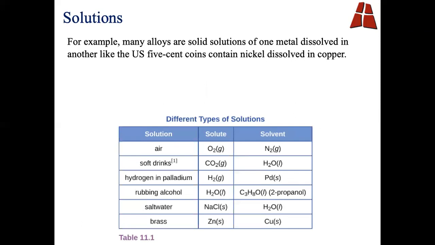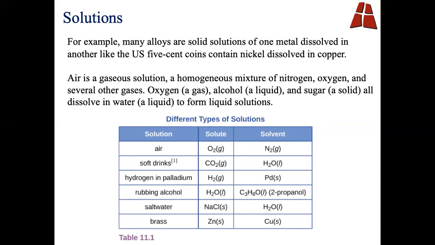Okay. And so some examples from your textbook. So we can have solid solutions, actually. So if you mix 2 metals together, you can form an alloy. An example of that would be 5-cent coins in the US. So nickels contain both the element nickel and the element copper. Air, what you're breathing right now, is also a solution. It contains nitrogen as the solvent because that is the majority component. We also have oxygen and several other gases, and then we can have a whole mix of things here in order to form different types of solutions.